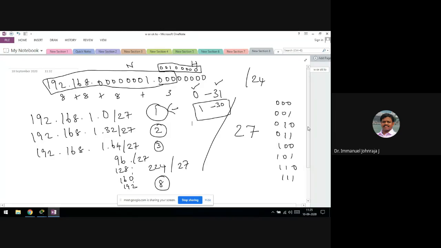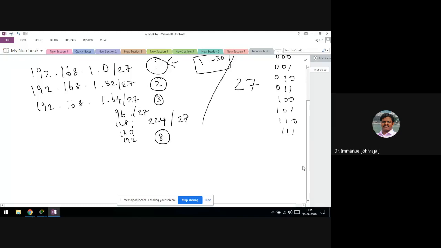With whatever we have discussed so far, we can arrive at a formula. I'm talking only about class C. Please don't be confused with class B or A at present; we'll spend a little time later to talk about that. If I borrow 1 bit, I can create 2 networks. If I borrow 2 bits, I can create 4 networks. Recently we borrowed 3 bits and created 8 networks. If you borrow 4 bits, you will create 16. Obviously 5 means 32, 6 means 64. You cannot borrow anything beyond that.